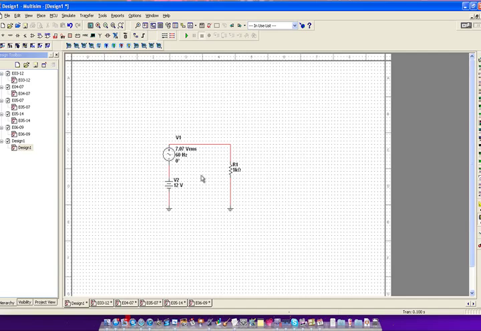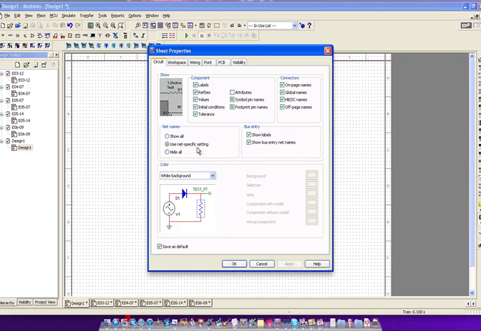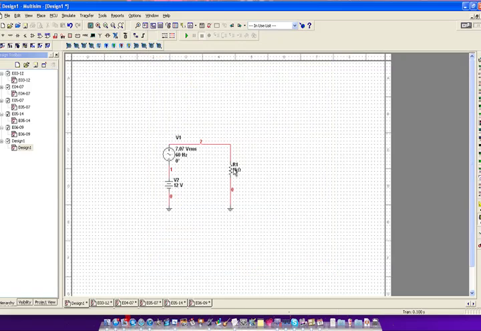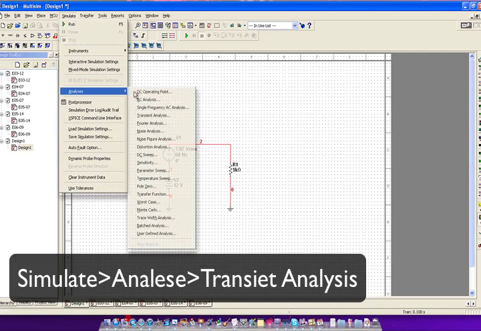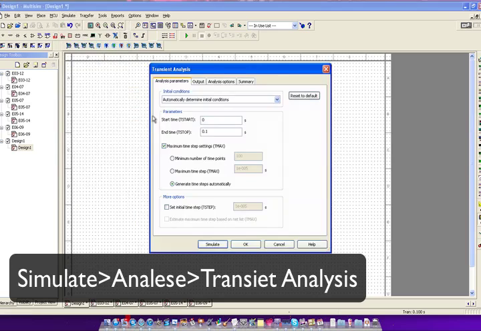Now to get the graph done for us, we're going to use something called transient analysis. So first I want to show some points here. Okay, so we want to get the voltage across R1. It's going to be the voltage at 2 minus the voltage at 0. This is of course 0 because it is grounded, so we want to just get V2, the voltage at point 2. Okay, so now we go from Simulate, Analysis, then Transient Analysis.